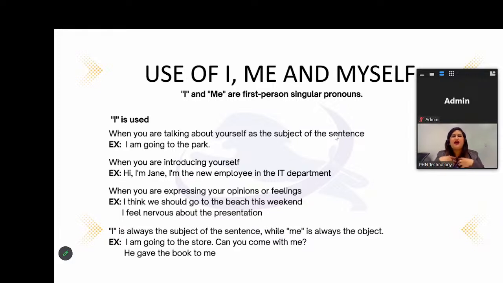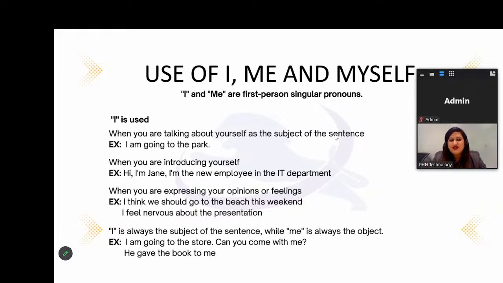Now, this is like when you're having a conversation with someone and you're trying to tell them, I would be going to school now. I am going to the movie now. You're talking about yourself if you're going somewhere, okay? I am going to sing a song now. I'm going to do my homework now. So these are examples of sentences where you're going to use I, okay?